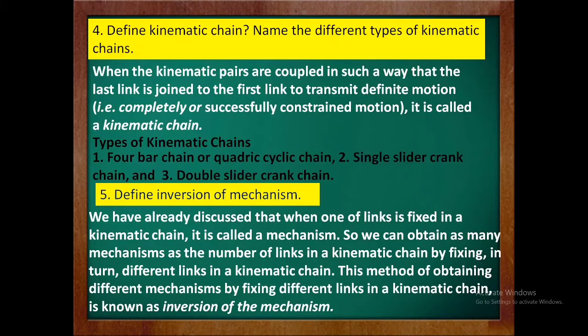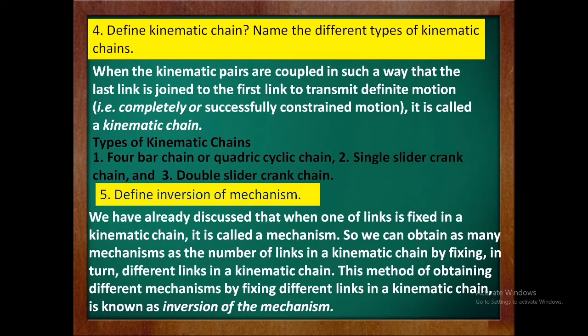Next, question number 4, kinematic chain. Name the different types of kinematic chains. When the kinematic pairs are coupled in such a way that the last link is joined to the first link to transmit a definite motion, or completely or successfully constrained motion, it is then called a kinematic chain.